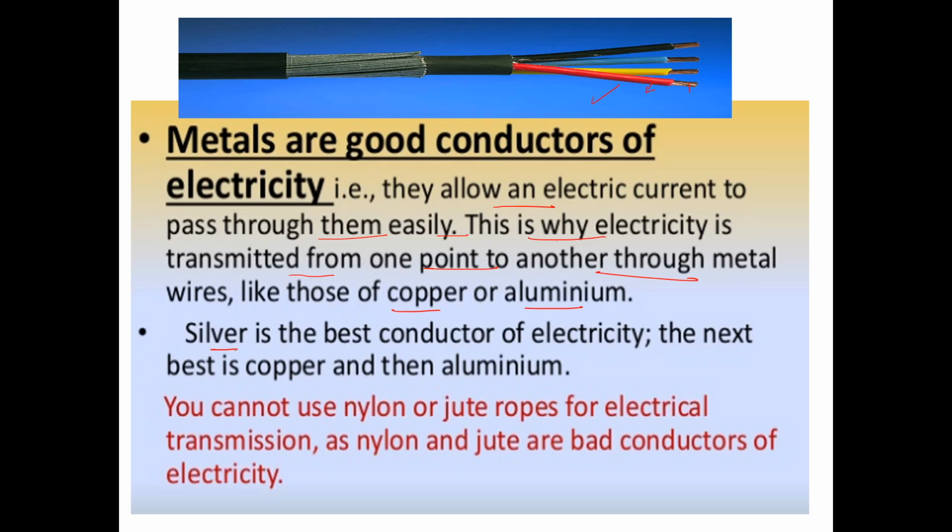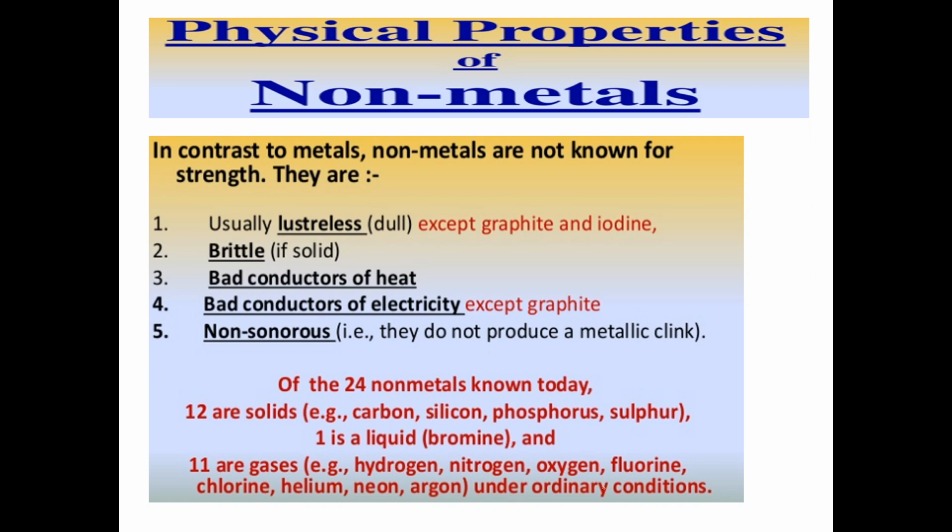Which is the best conductor of electricity? Silver, then copper, and next aluminium. You cannot use nylon or jute ropes for electrical transmission. Why? Because nylon and jute are bad conductors of electricity. So metals are good conductors. These are non-metals. Non-metals are what? Bad conductors of heat as well as electricity. They are insulators. Now, you have to differentiate between metals and non-metals.